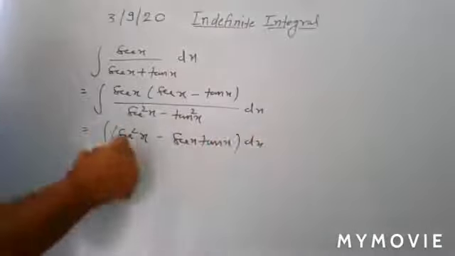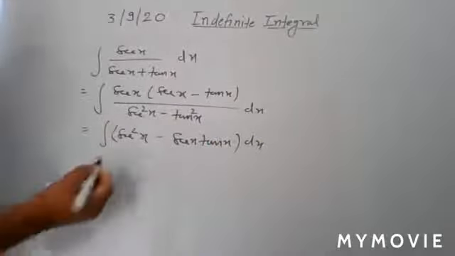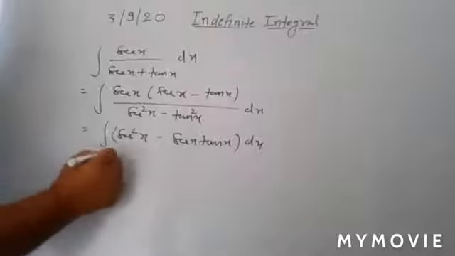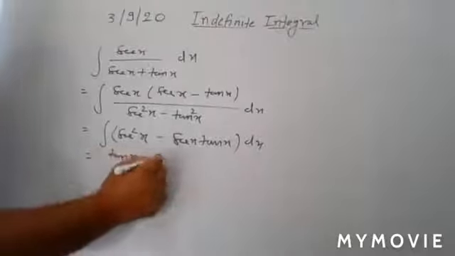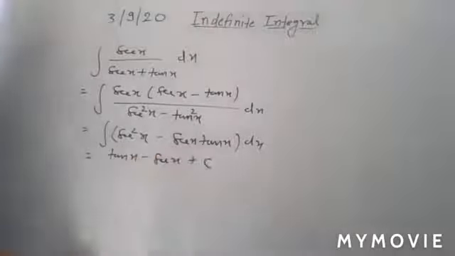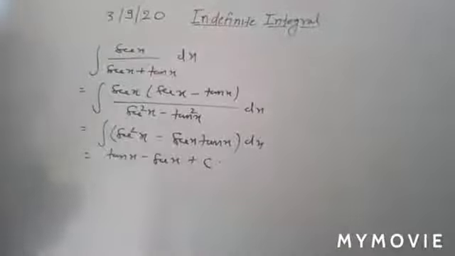Now integrate it. The integration of sec square x is equal to tan x, and here you have sec x plus c. So this is your result. Understand? Yes. Okay. Now write the next question.